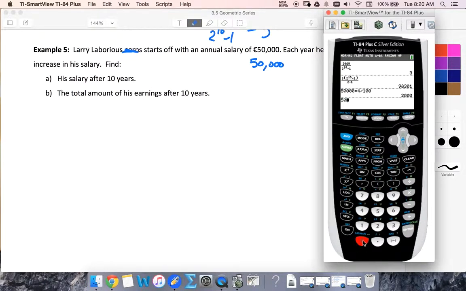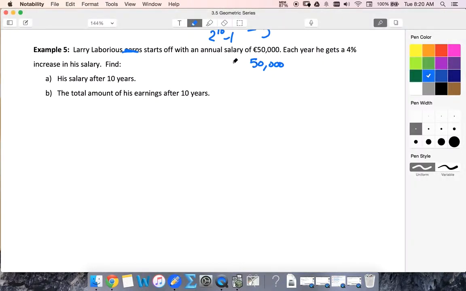So if I did 50,000 times 104 divided by 100 to make it a percent. So 104% is 104 divided by 100. He gets 52,000. So 50,000 is my starting salary. My common ratio is 104%. So that means my common ratio is 104 divided by 100, because he gets 100% of his salary plus 4% more.